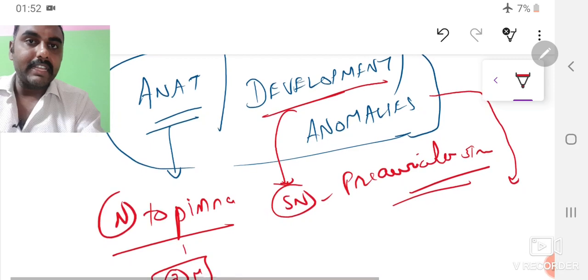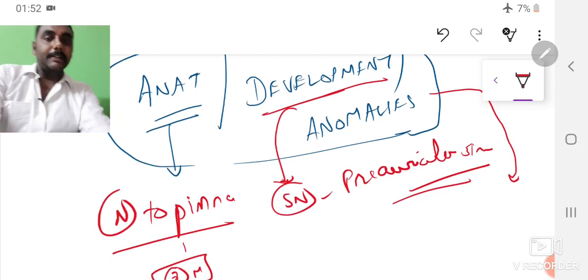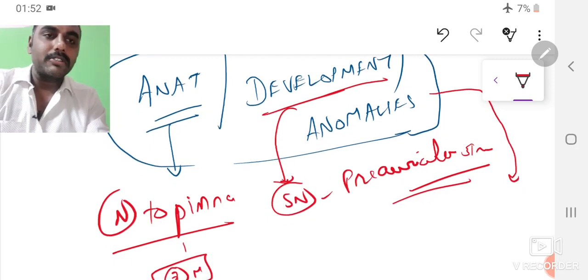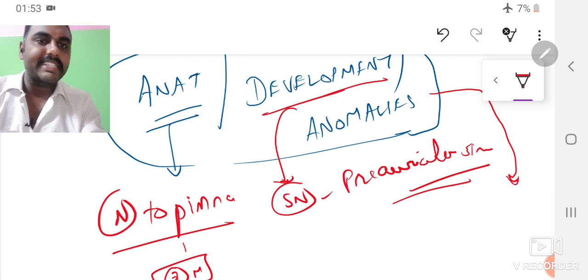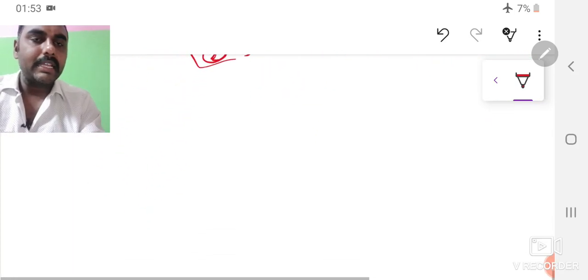So this is a very easy and a very attractive topic also, so it will be very helpful for both pre-finals and those who are going for the exam. So hope it will be helpful for you.